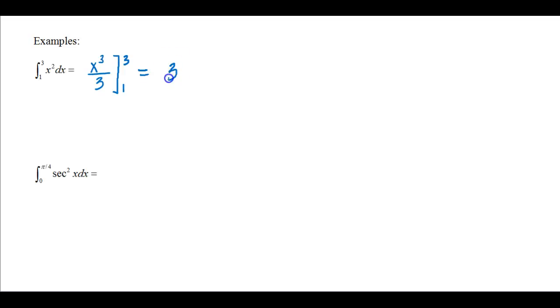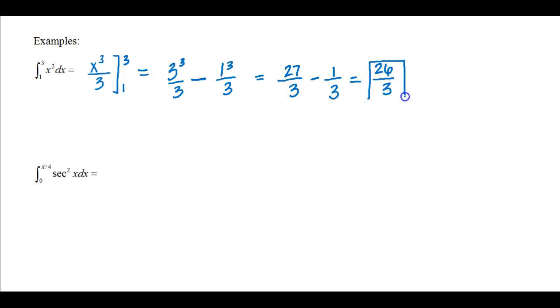So we're going to have 3 cubed over 3. So we substitute in 3 for x. And then we subtract, substituting in the lower limit of integration. So that's going to be 1 cubed over 3. So now here, 3 cubed, so we get 27 over 3 minus 1 over 3. So since we have common denominators, we get 26 over 3. So now what we just did was find the exact area under the curve.